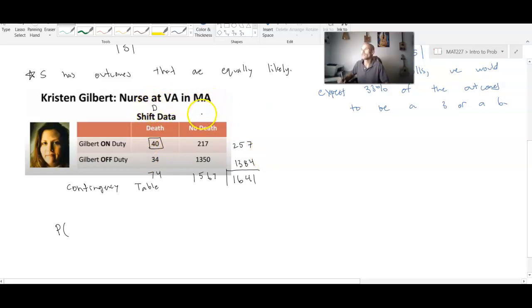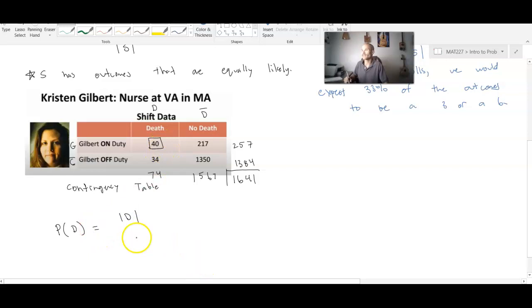And all the people who did not die we'll call D complement. So Gilbert was on duty. I'll just go ahead and use G for Gilbert was on duty and G complement for she was not on duty. Now, if I want to know the probability that somebody had died while at this hospital during this period of time, then what I would want to say is, okay, how many people died?